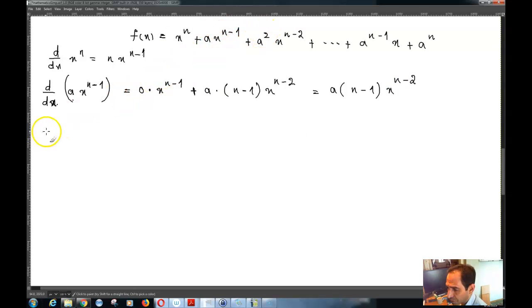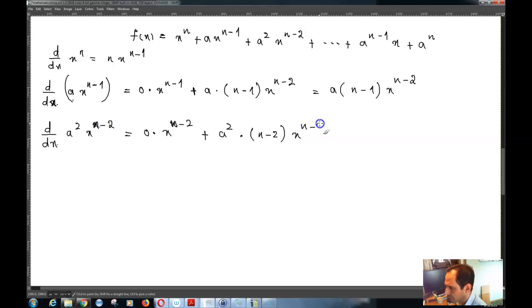Now, if you have the derivative of, for example, let's say that you have the d by dx of a squared into x raised to the power n minus 2, that is equal to, again, the derivative of the first function 0 times the second function x raised to the power n minus 2 plus the first function, which is a raised to the power 2 times the derivative of the second function, which is n minus 2 times x raised to the power n minus 3.